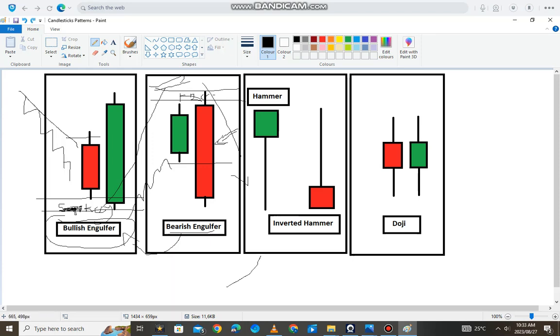The third pattern that I like looking at is this wick rejection candles. Now the bullish version of this is called a hammer candle, and a hammer candle, we often see these candles at an area of support.